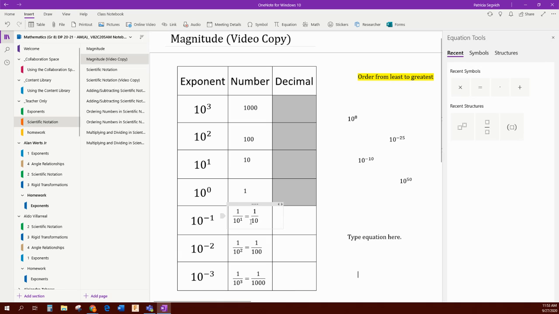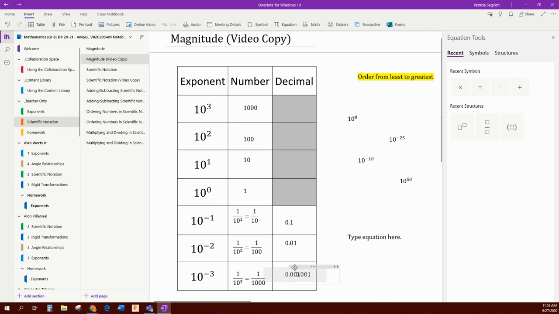Now, I also want to take these and put them as a decimal. So 1/10 as a decimal would be 0.1. 1/100th would be 0.01. Notice we have 1 place after the decimal. Here we have 2 places after the decimal. Here we'd have 0.001, 3 places after the decimal.